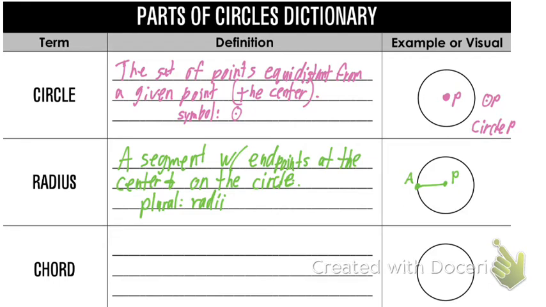Now you could have infinitely many radii from here. Don't worry, you don't have to draw all these. But let's say we have another radius. That could be a radius. That could be a radius. That's a radius. So all of those are radii, because they all go from the center to somewhere on the circle. So the radius is the distance that each of the points that make up the circle are from the center.